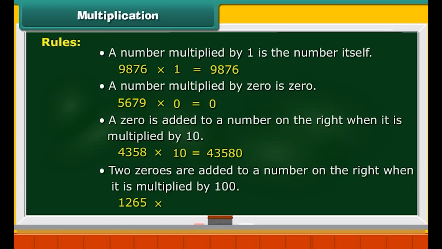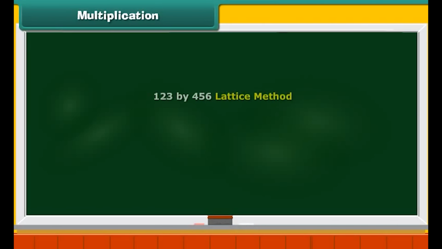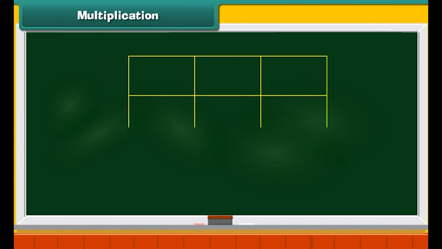1265 multiplied by 100 is equal to 126500. Let us multiply 123 by 456 using the lattice multiplication technique. Draw a table with 3 rows and 3 columns. On the top, write 1, 2, and 3 horizontally from left to right.